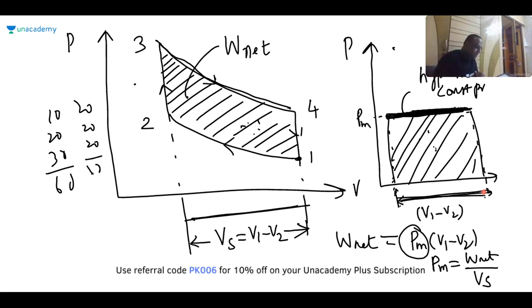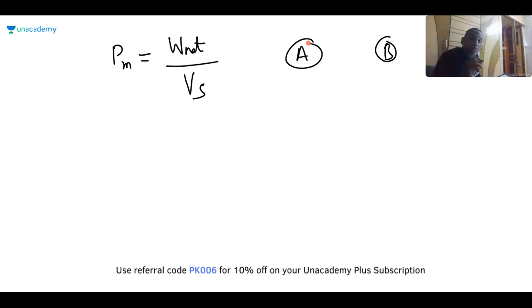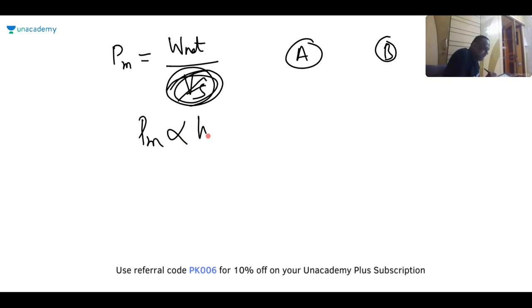Now look at it. Just now we calculated mean effective pressure is net work by swept volume. So it is comparing two engines, say A and B. Which parameter are we using? Mean effective pressure. For mean effective pressure, swept volume should be fixed. It is used for comparing different IC engines of same size. So size matlab swept volume same hai. Since the size of both is the same, mean effective pressure depends only on net work.